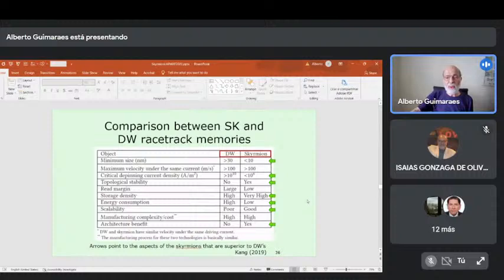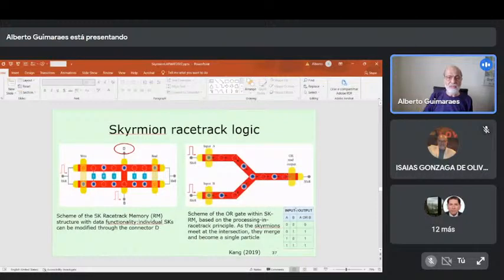This is also another comparison of the properties of domain walls and skyrmions. In most cases, I put a green arrow, emphasizing the properties where the skyrmions are superior to the domain walls. The only obviously negative property of the skyrmions is reading the skyrmion. It's not very easy to read the presence of the skyrmions.